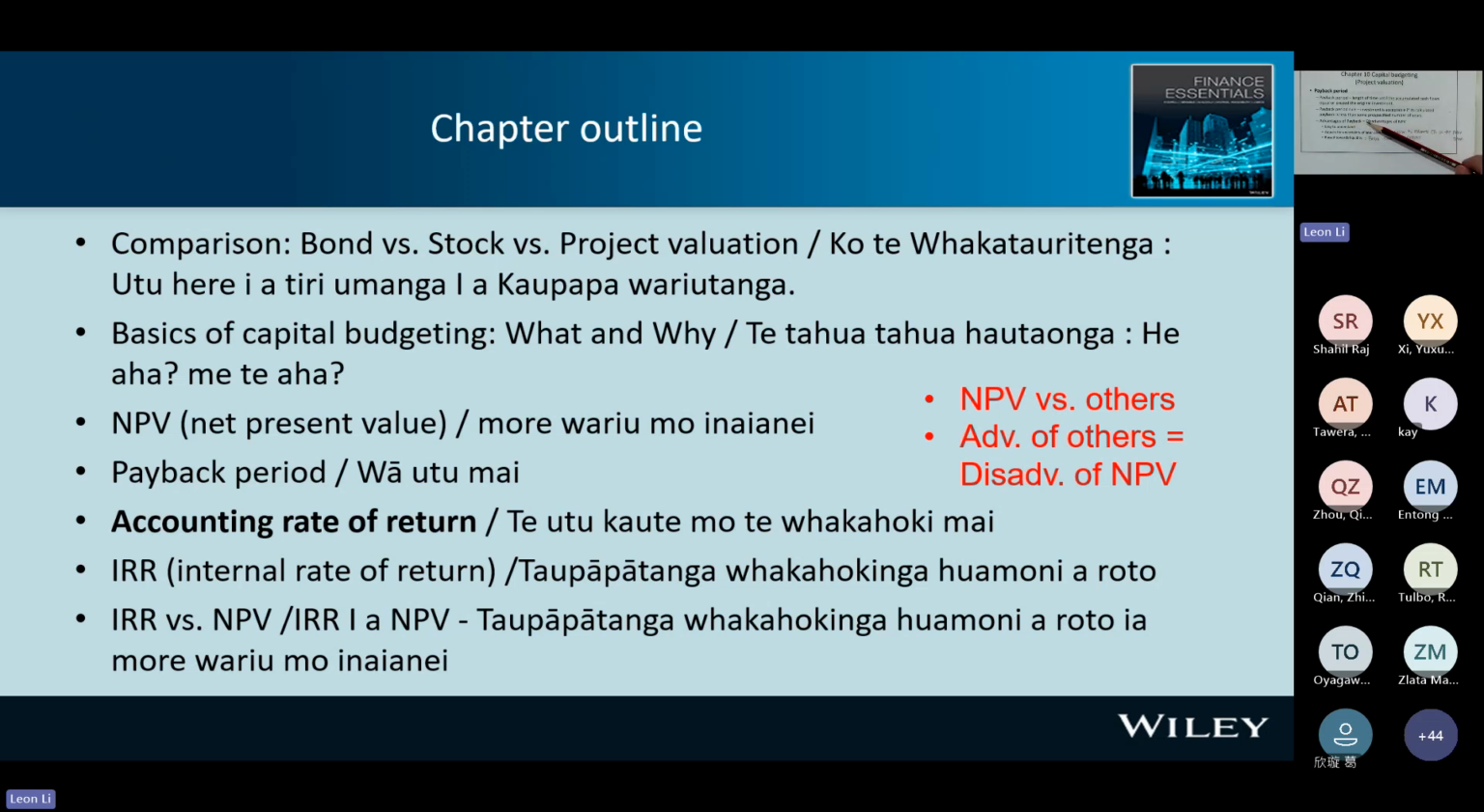Next, the advantages of payback. It is easy to understand and calculate. It adjusts for uncertainty of later cash flow, because it's easier to estimate cash flow in the near term than the long term. And there is a bias toward liquidity. Payback will prefer a short-term project, and a short-term project is good because we prefer receiving money early. Okay, so this is for today's lecture.